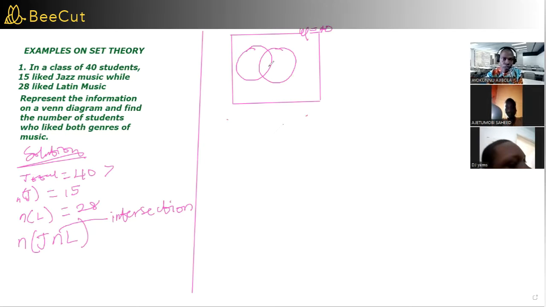We believe there is intersection according to the question. So that is why we make it overlap. One circle is overlapping with it. So this one, you are going to label it J for jazz and L for Latin. And from the question, you are looking for the representative of both music. That's what we don't know.